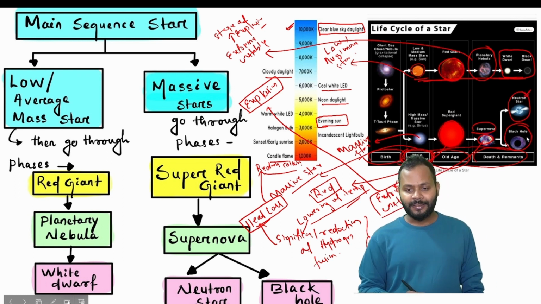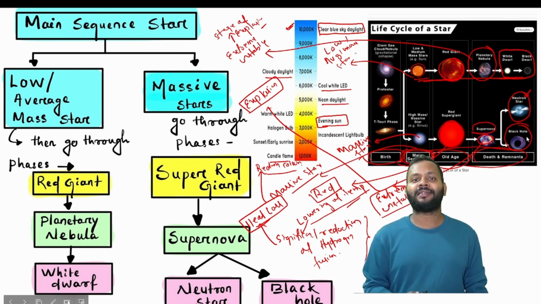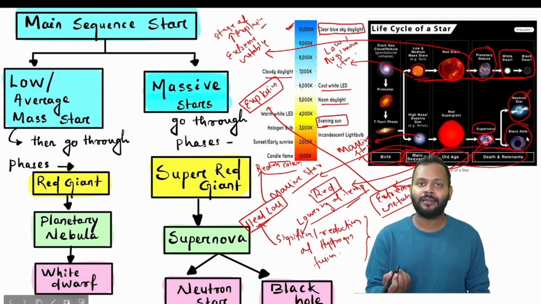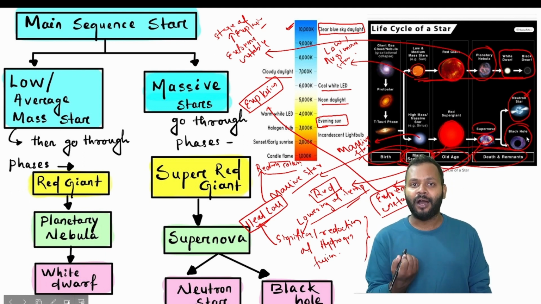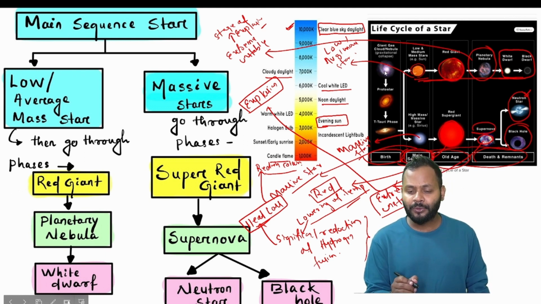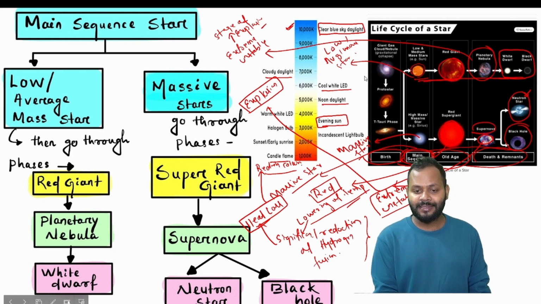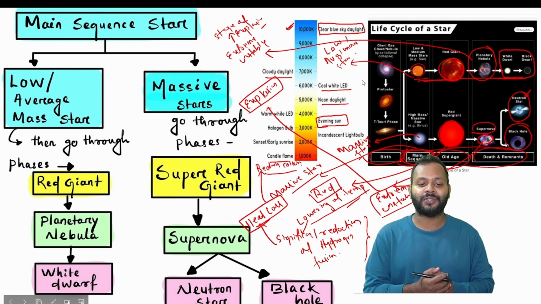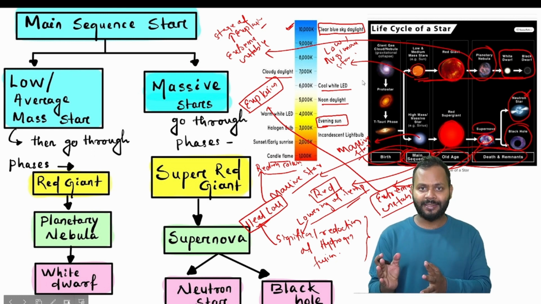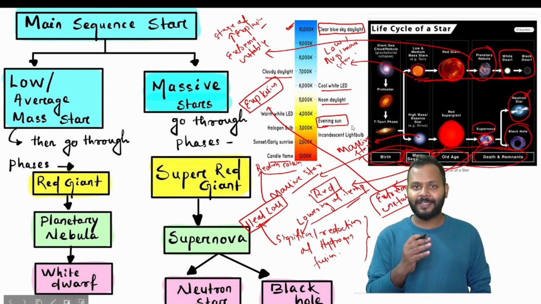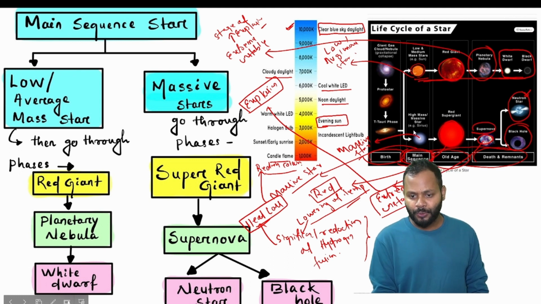Now the point is, how do you define whether the star is a big, massive star or a low or average star? The way to define it is by the Chandrasekhar limit. We'll discuss it in detail. So what I have explained, I have written here. The bottom example is for the massive star.